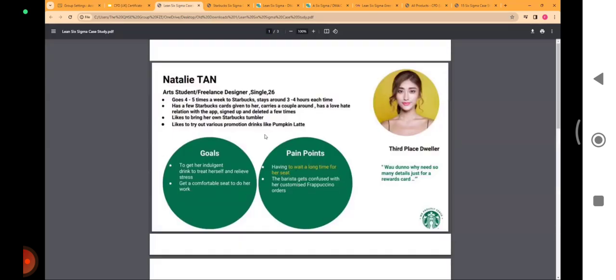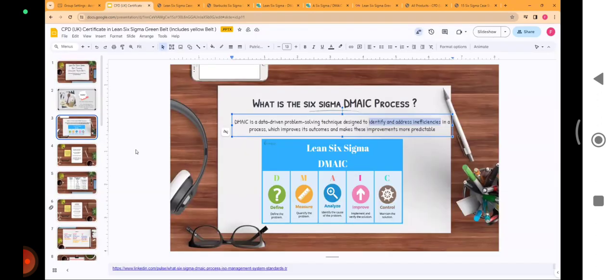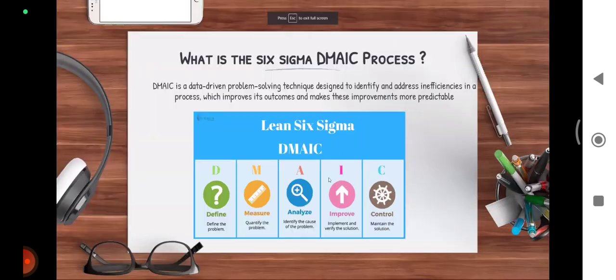So I'm also going to add this example from Starbucks, because all of you know Starbucks and you are familiar with the processes, and also Starbucks, they use very good Six Sigma processes, and this is really going to help you going forward.